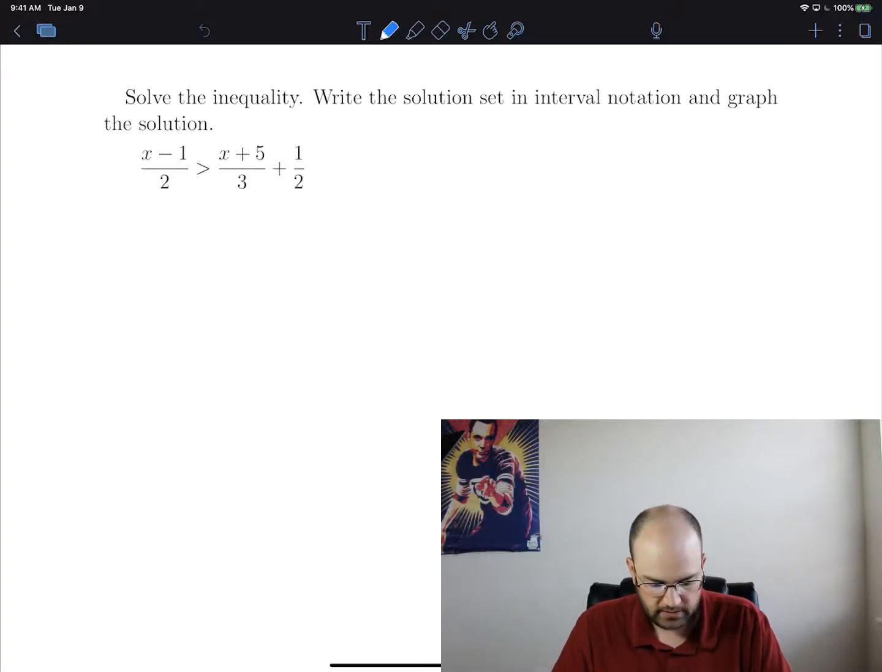Hello. In this example, we want to solve the inequality, write the solution set in interval notation, and graph the solution. We have (x minus 1) over 2 is greater than (x plus 5) over 3 plus 1/2. Now, again, rule number 1, don't freak out, because there's just fractions. There's no reason to be afraid of fractions.